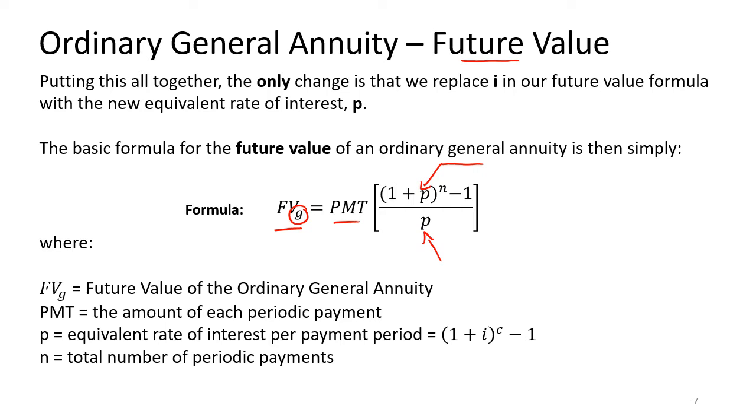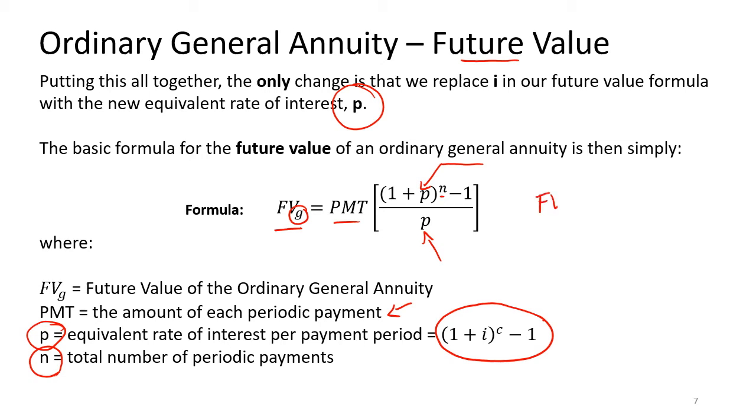It's payment times, and then in brackets, 1 plus, and instead of I I replaced it with P, the exponent n, minus 1, divided by P. N is still the total number of periodic payments, or total number of payment periods. P is now that equivalent rate of interest, which is that formula that I showed you on the last slide. The payment is still the same. PMT is still the periodic payment. And future value, FV, is the same, except in this instance, the future value you calculate is for an ordinary general annuity. So there's no difference.